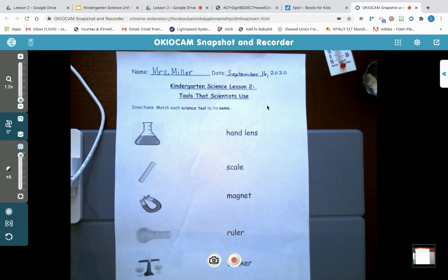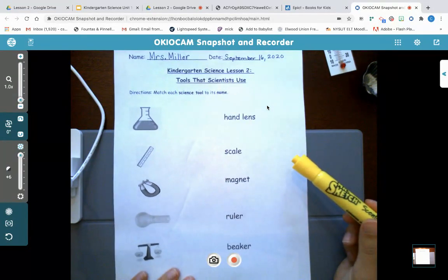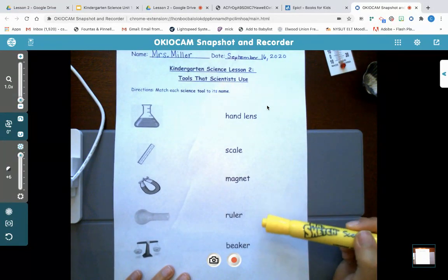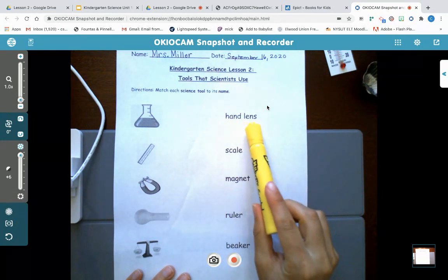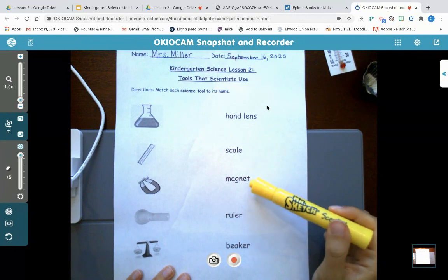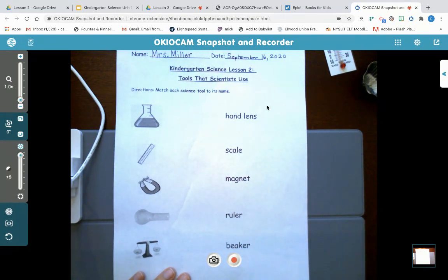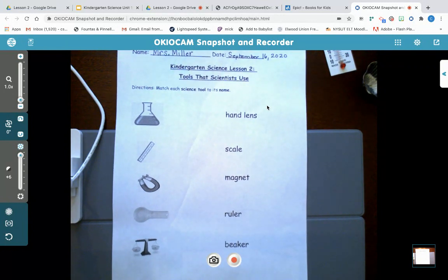Now, I need to match each science tool to its name. So, oh my goodness, these are big, long words here. This one even has 2 words. Do you think we can figure out what these words say? I bet we can. Let's see if we can remember the names of these pictures, the names of these science tools. I'll do the first one with you.